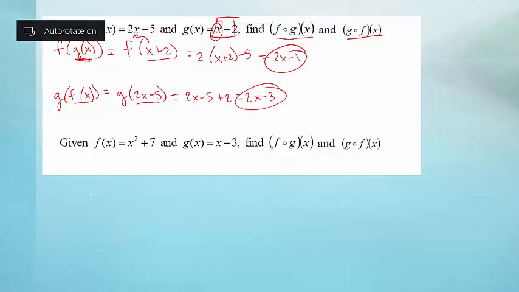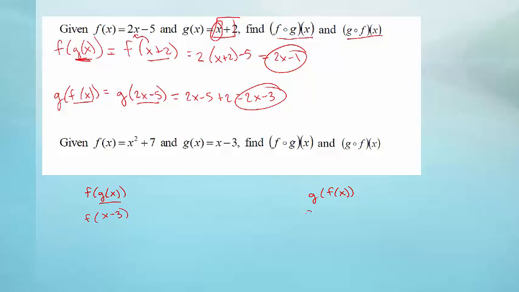When I do the next one, I'm going to begin the same way. I'm going to change this to f of g of x, and I'm going to change this one to g of f of x. We're going to plug in the g formula, which is x minus 3. Over here, we're going to plug in the f formula, which is x squared plus 7. So I need to plug x minus 3 into the f formula. So I need to put that in for x right here. So it's going to look like x minus 3 squared plus 7.